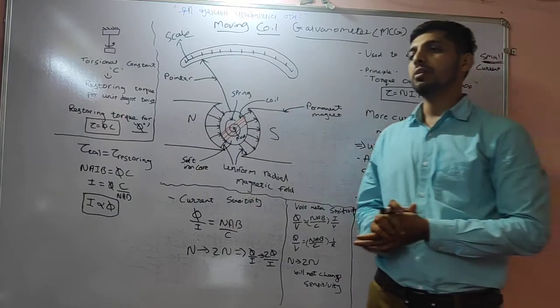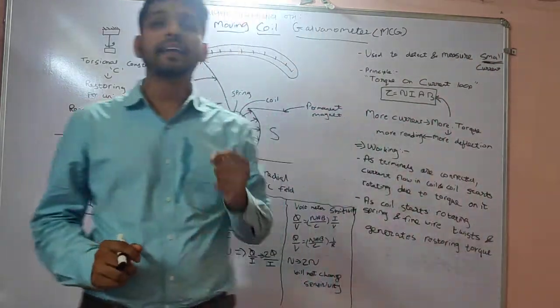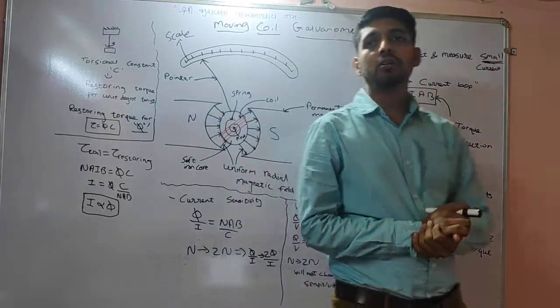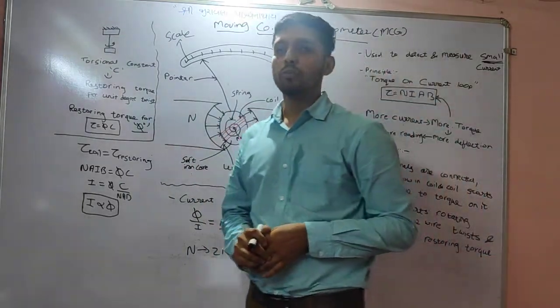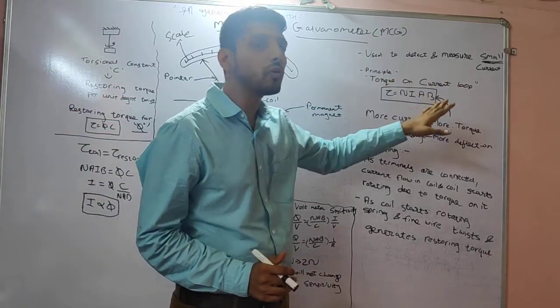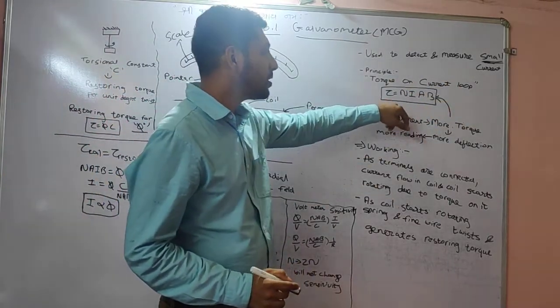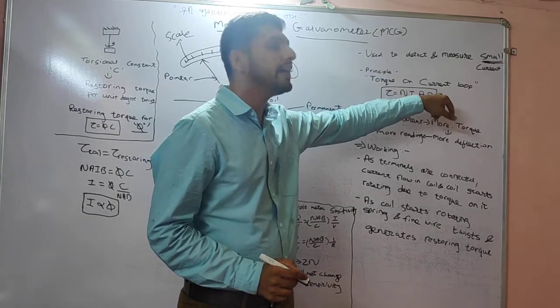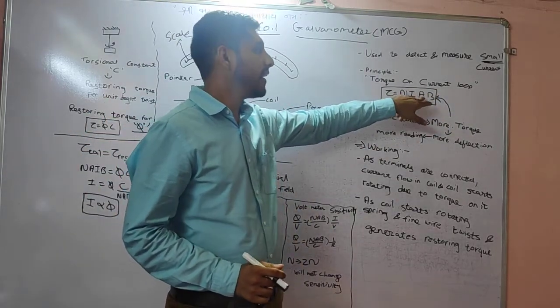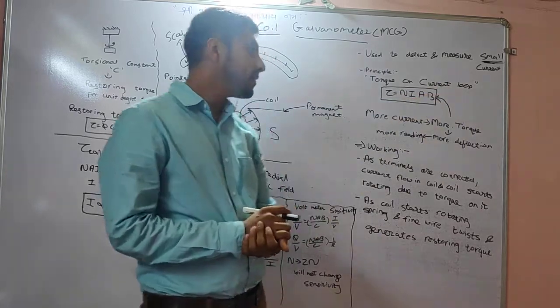What is the principle? The principle is the torque acting on the current loop. In the previous lecture we had discussed the torque acting on a current loop. The same principle applies here, and we have already studied the formula, that is tau equals NAIB, where N is the number of turns, I is current, A is the area vector, and B is the magnetic field.